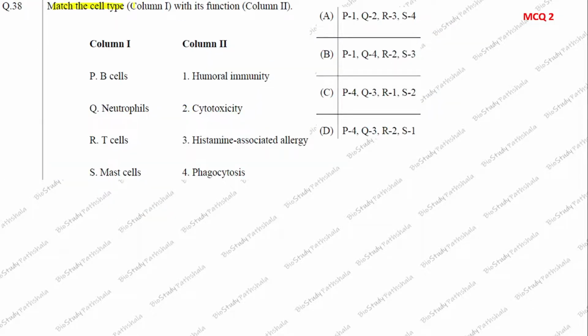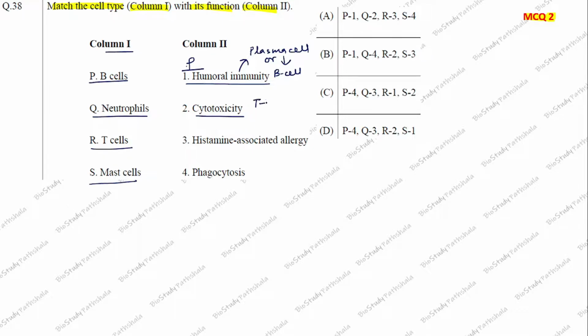Next question is: match the cell type in column 1 with its function in column 2. This is an MCQ type of question with 2 marks. In column 1, P is for B cell, Q for neutrophils, R for T cells, and S for mast cell. In column 2, 1 is for humoral immunity. Humoral immunity is associated with plasma cells, which are also known as differentiated B cells. So 1 will be for option P. Next is cytotoxicity. T cells are of two types, cytotoxic T cell and helper T cell. So cytotoxicity will be associated with T cell, that is option R.